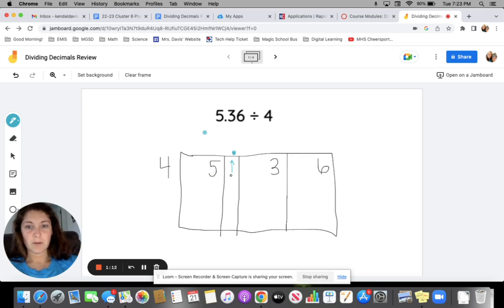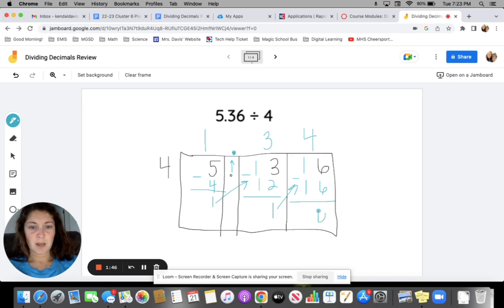How many times can 4 go into 5? 1 time. 1 times 4 is 4. 5 minus 4 is 1. I move the 1 up and over to the 3. How many times can 4 go into 13? 3 times. 4 times 3 is 12. 13 minus 12 is 1. And that makes that a 16. How many times can 4 go into 16? That is 4 times. 4 times 4 is 16. I subtract, and I get 0. So therefore, my answer to the problem is 1 and 34/100ths.